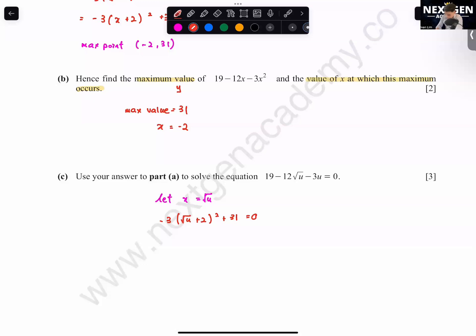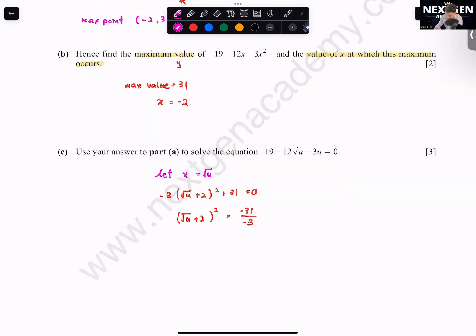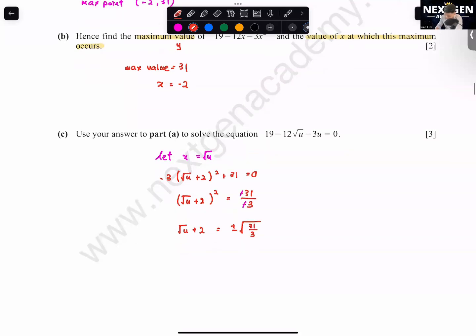So here you will get square root u plus 2 equals negative 31 over negative 3. Negative and negative will cancel off. Then square root u plus 2 equals plus minus square root of 31 over 3. Then square root u equals negative 2 plus minus square root of 31 over 3. Based on the mark scheme, they require you to put plus minus because when you square root, you bring over, that time it's plus minus.